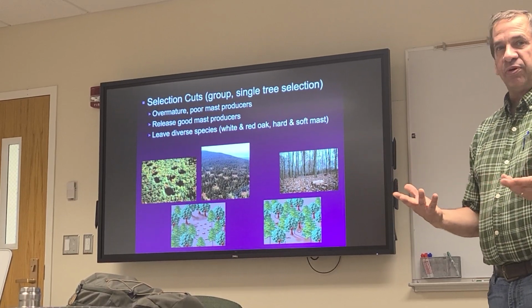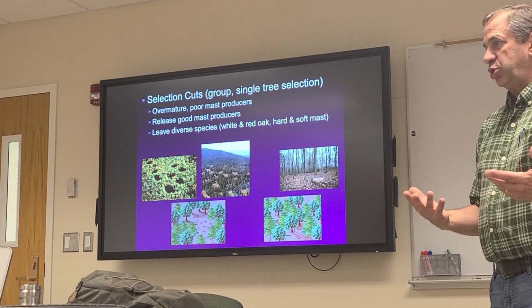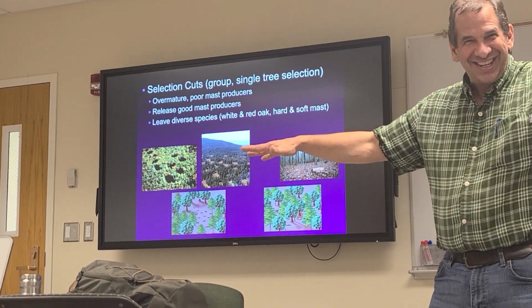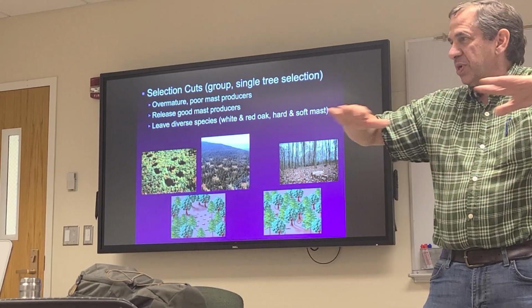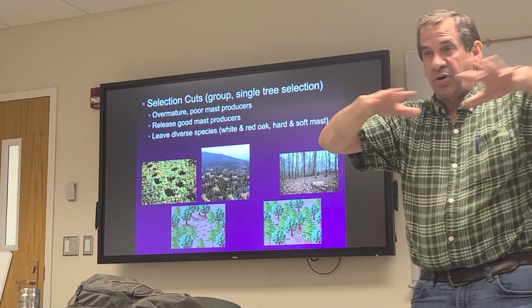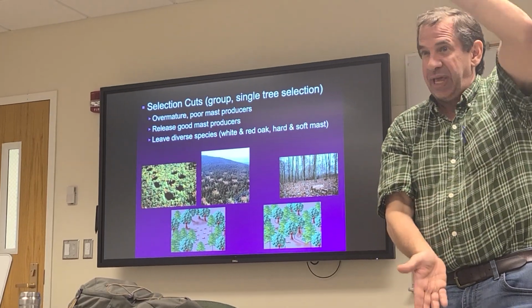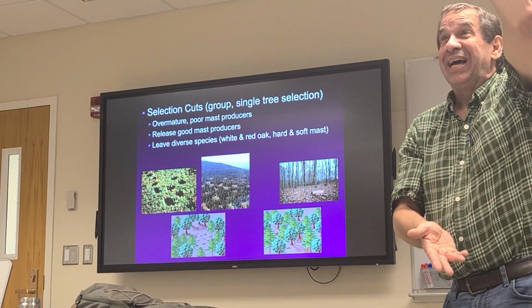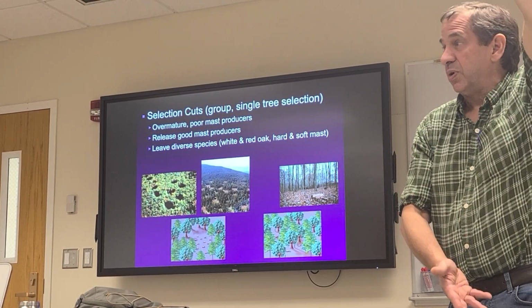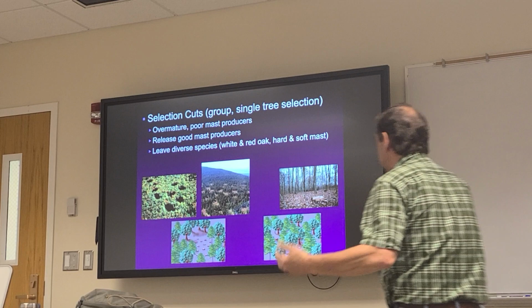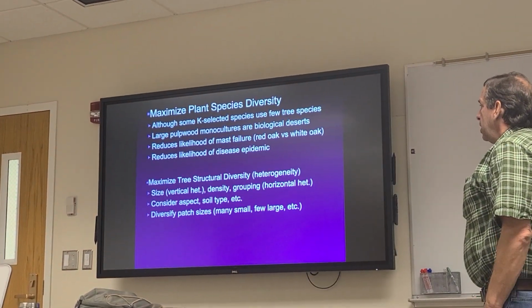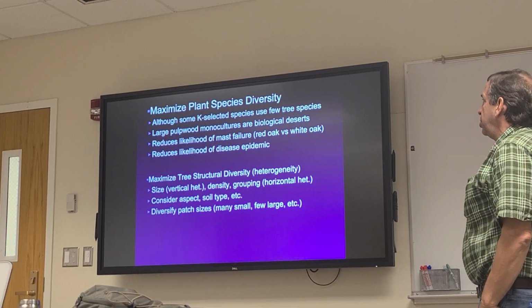Sameness doesn't just refer to species, it also refers to structure. This is what we call horizontal heterogeneity, okay? We don't want it to be horizontally homogeneous, we want it to be different as we look at it across the run. And vertical heterogeneity. We want there to be different canopy layers and different heights of trees, right? So vertical and horizontal heterogeneity is a good thing. Maximizing diversity is good.